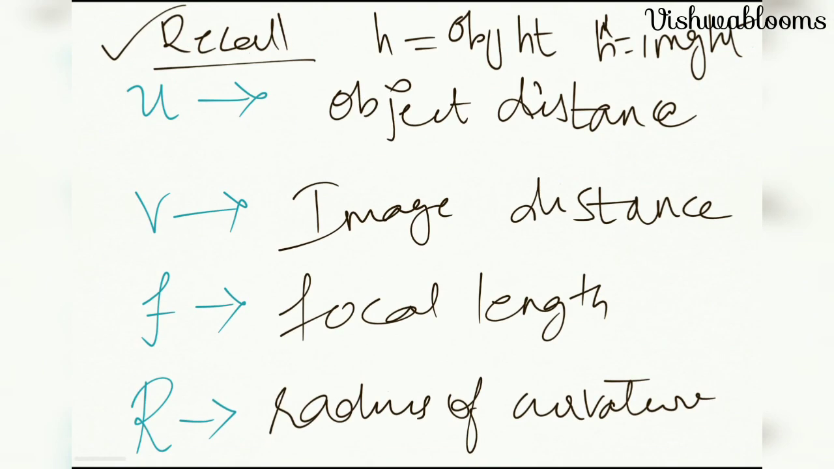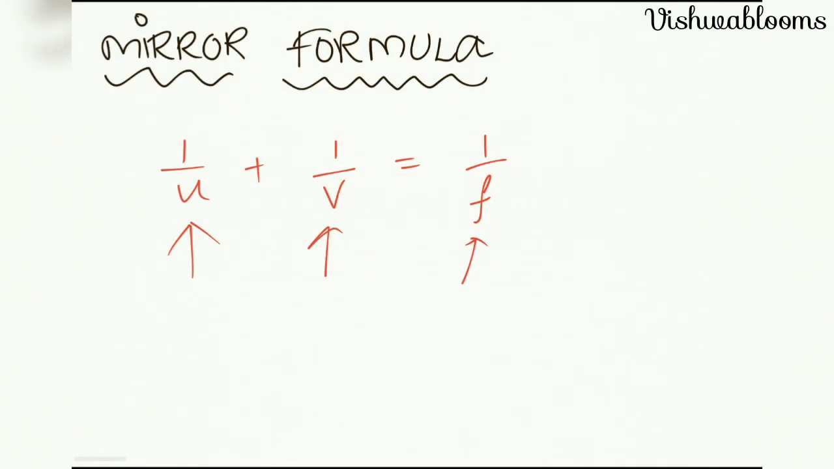So you all know what are V, U and F. See, in the previous slide just now we have seen V, U, F: object distance, image distance and focal length. So that's why I have written here so that you will recall it. Now you can write this in other way also. Now we all know that focus is nothing but half of radius of curvature. So you can say R by 2.